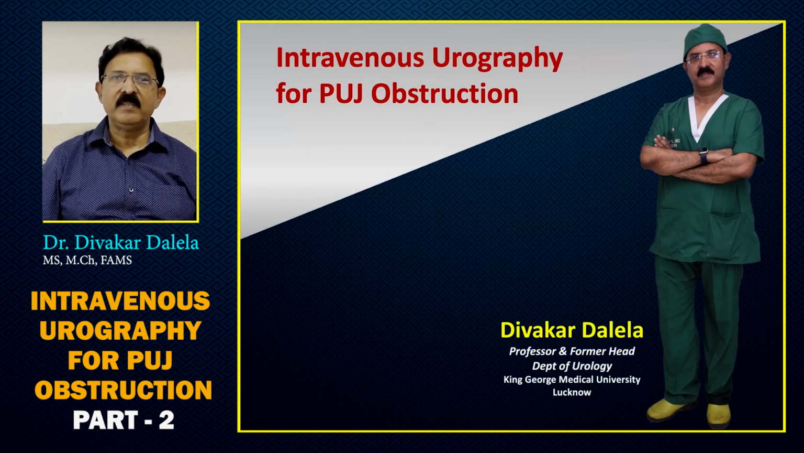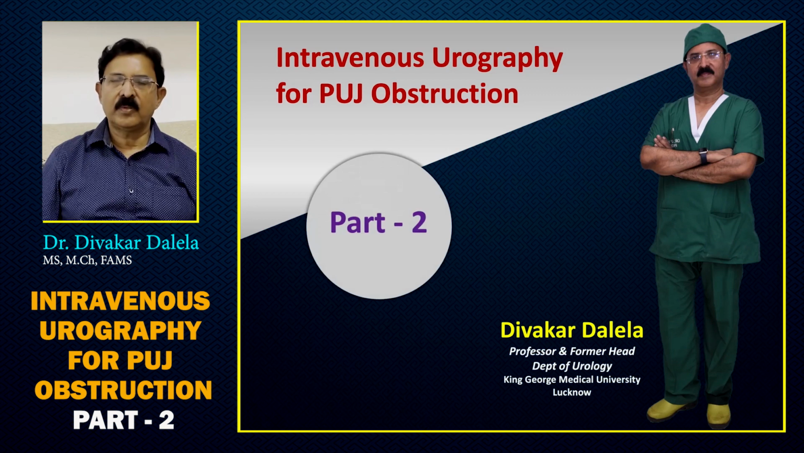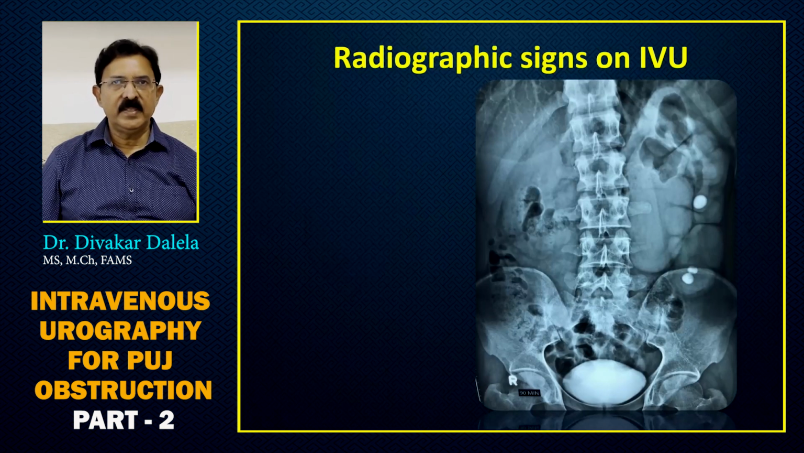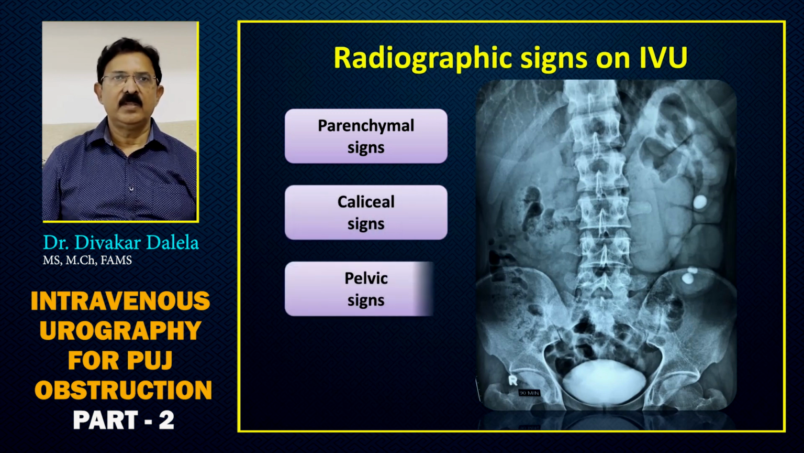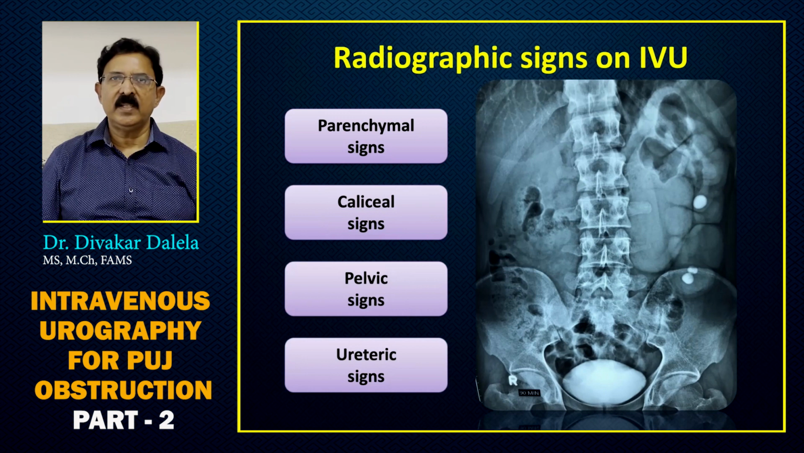In continuation to my previous talk on the radiographic signs seen on intravenous urography in patients of PUJ obstruction, this is part 2 for the same information. We were talking about the radiographic signs in IVU: you will see parenchymal signs, calyceal signs, pelvic signs, and some ureteric signs. We have already done the parenchymal signs in our previous lecture, and we'll focus now on calyceal signs, pelvic signs, and ureteric signs.